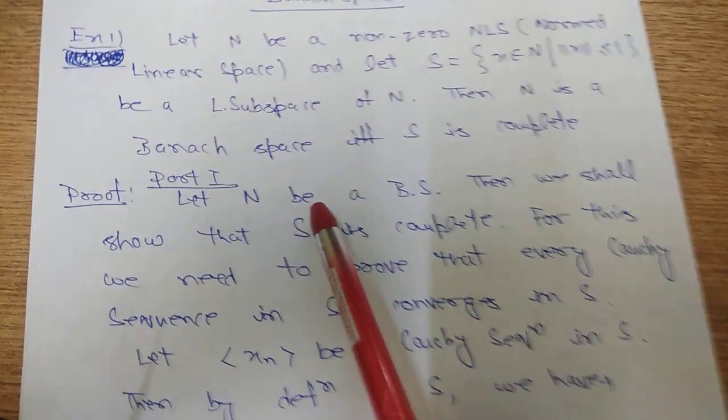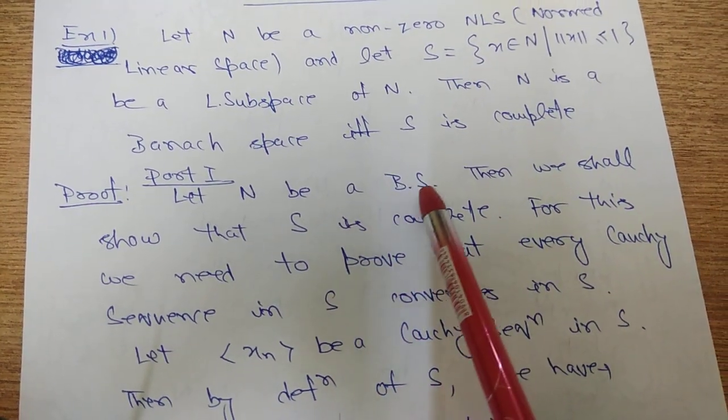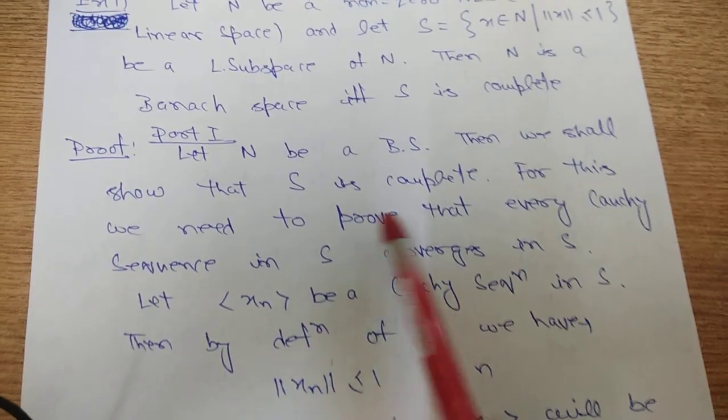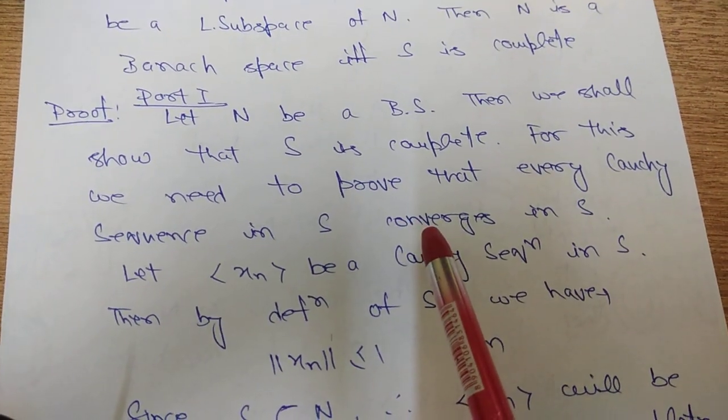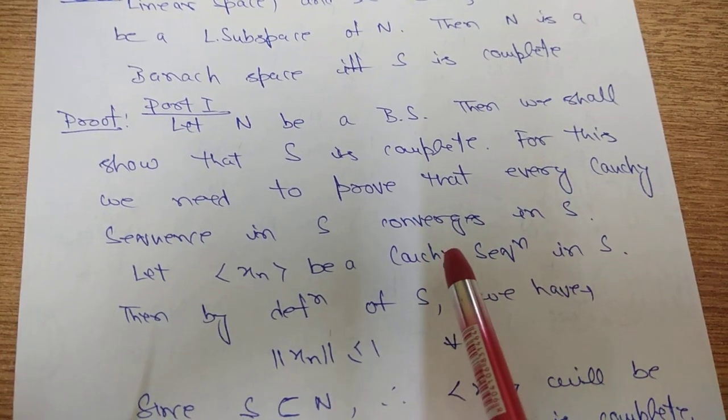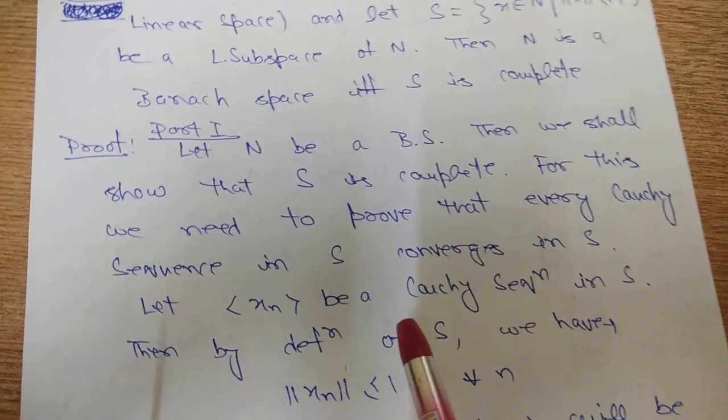Now let's do the first part. We assume that N is a Banach space. Then we'll show that S is complete. For this, we need to prove that every Cauchy sequence in S converges in S.